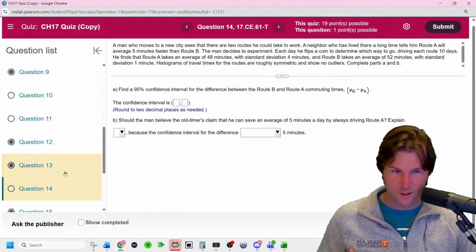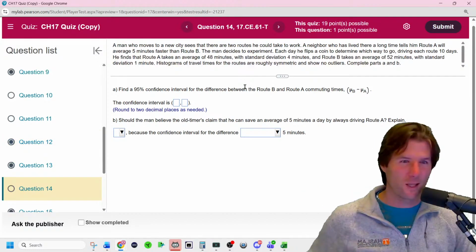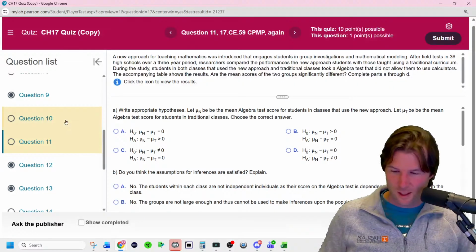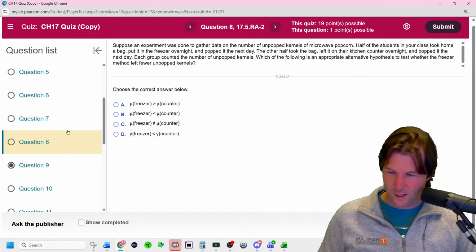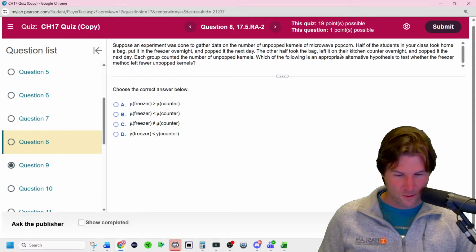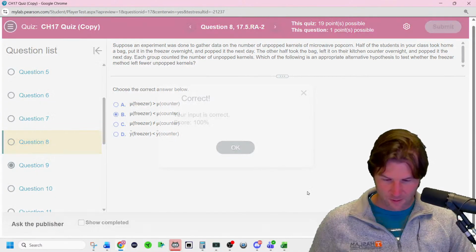You're like, well, we didn't... Do consumers spend more? Yeah. Oh, this one's very math. This one's easy, but a lot of people get stuck on that one. It's just math. Suppose an experiment was done. Which of the following is the alternative test for the freezer method having less, fewer? So the freezer has less on average than the counter. That'd be it. There you go.